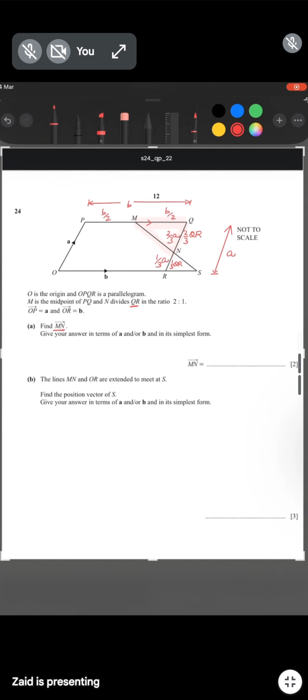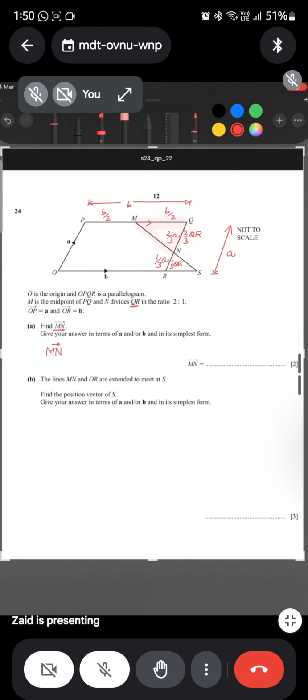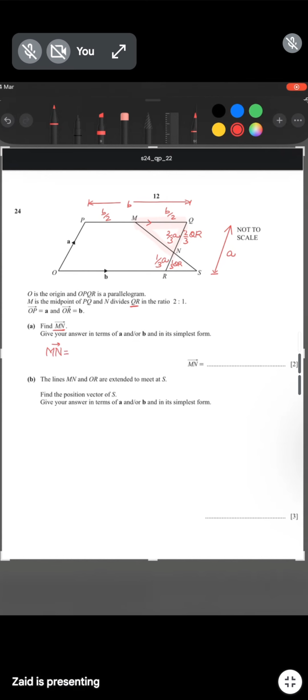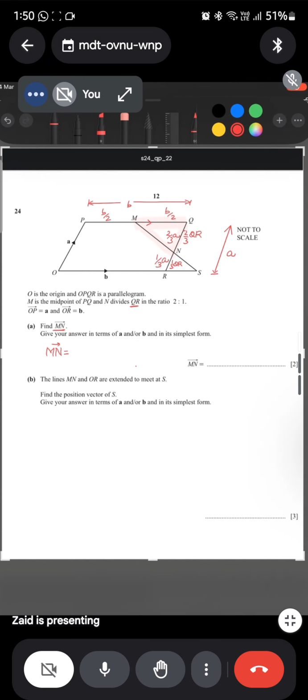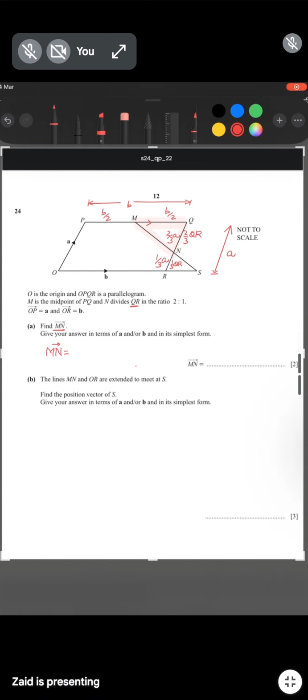So we have to find MN. MN is equal to MQ plus QN. This is a triangle, and we already know the value of MQ, and we know the value of QN as well, that is 2 upon 3 a. So MN is basically starting from M and ending at Q, and the other one should start from Q and end at N. So MQ is b upon 2 plus QN is 2 upon 3 of a.